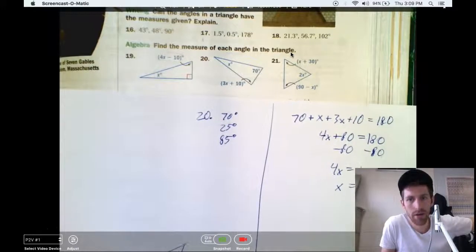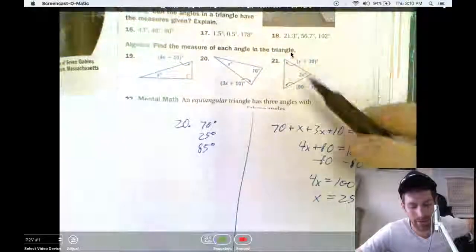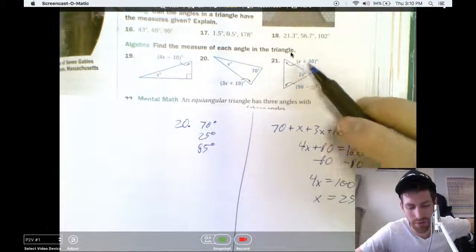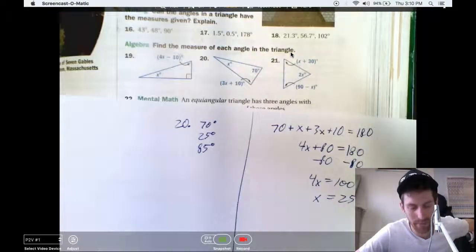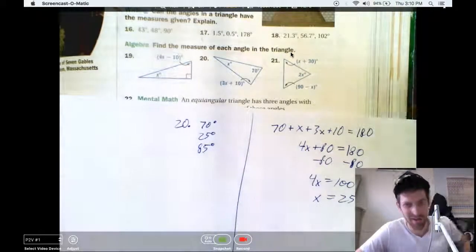There you go. Now 21, you got an expression for all three, but if you just make them all add up to equal 180, you can conquer that thing.